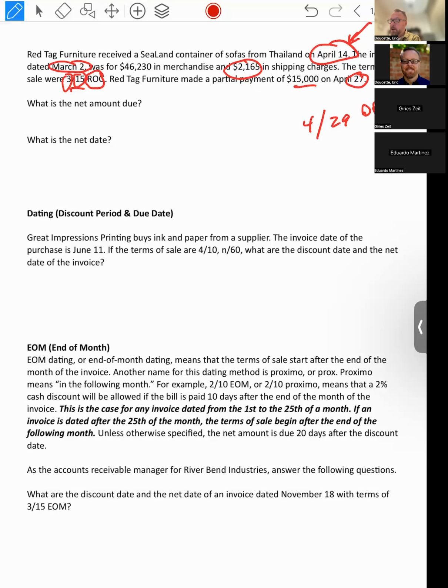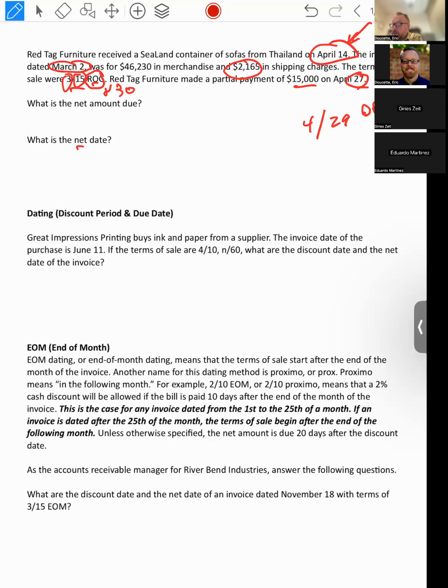But they made a payment on the 27th. So they want to know, what is the net amount due and what is the net date? So when is this absolutely due? When it's receipt of goods, it's always N30. So it's 30 days after the receipt of goods. The discount period is 15 days, but the actual due date is 30 days later. So they're asking you, what is the net date?